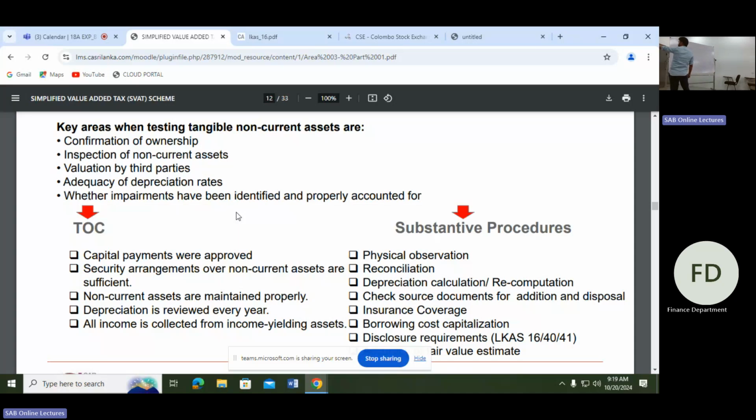Then we can go straight to procedures. Before you go to the procedures, what you have to do is decide the audit approach. Audit approach.